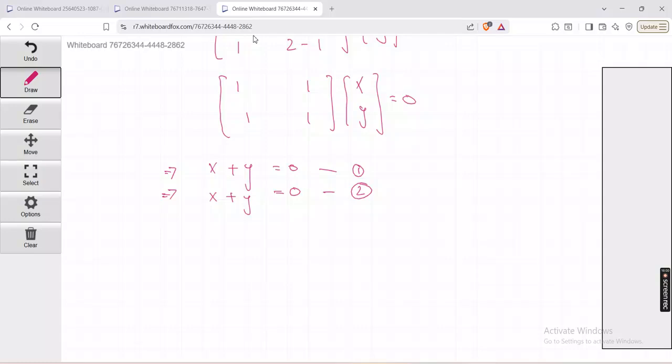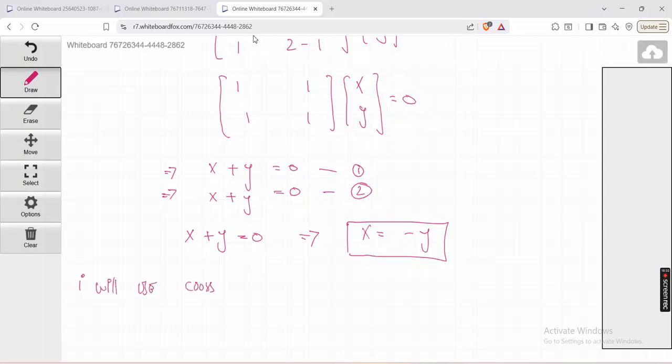Now, once you reach here, I took this equation x plus y is equal to 0, and I can write this equation like this. I move y to the other side, x is equal to minus y. Why? Because I need to find the value for both x and y. So I will use here the cross multiplication method.